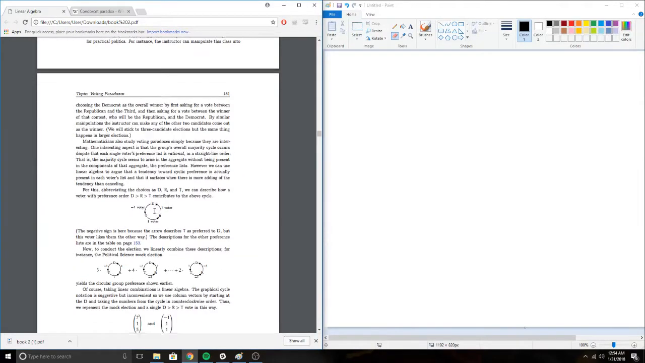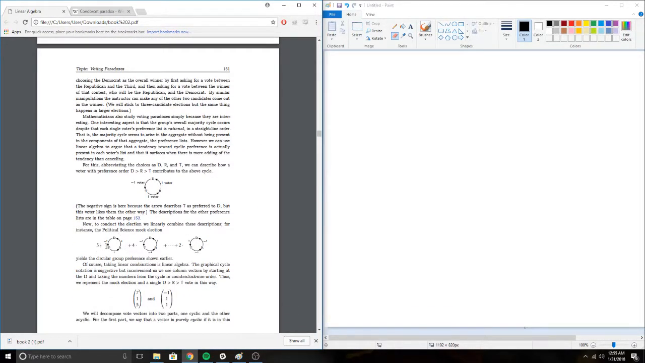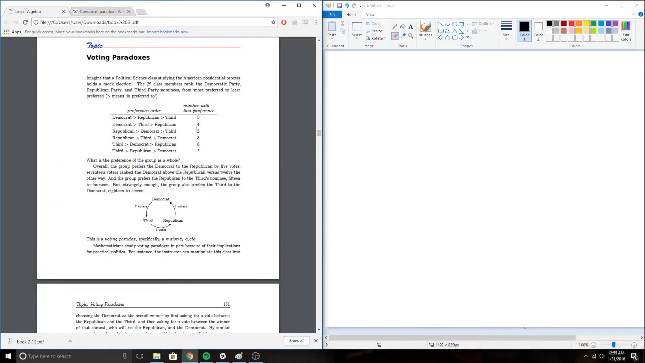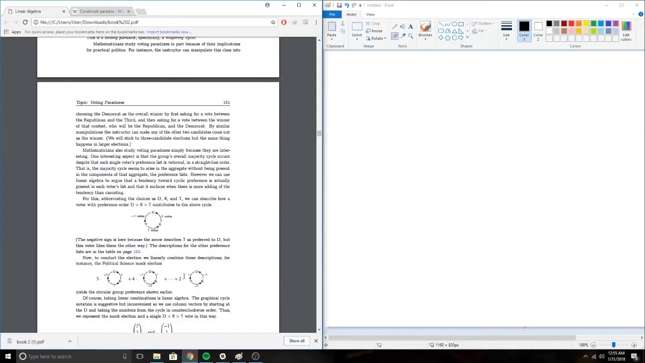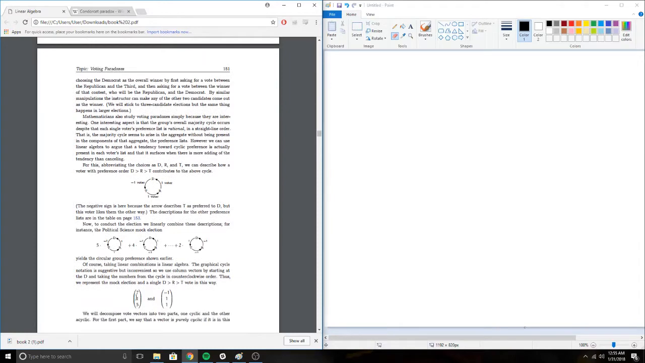Okay, so if we want to combine these, we can have the constants in front and add up each of these circles, so we know 5 voters prefer this circular preference order, and then we know going back up to here, 4 voters prefer this one, and so on and so forth. So how do we get this into linear algebra?